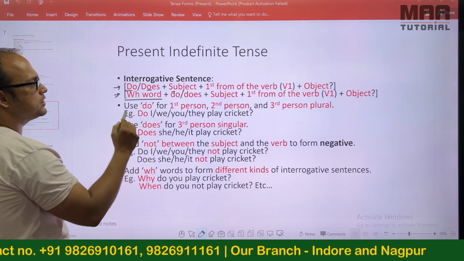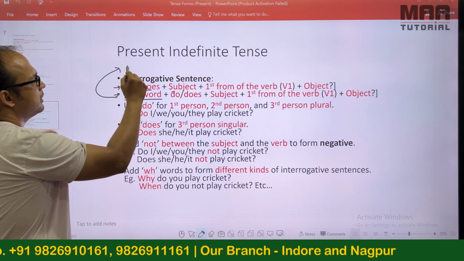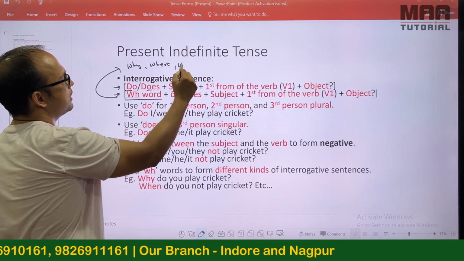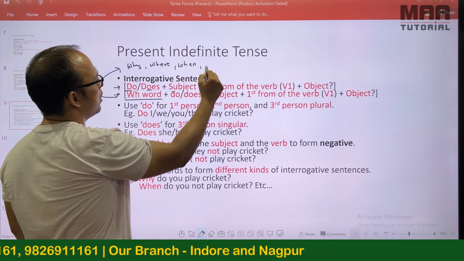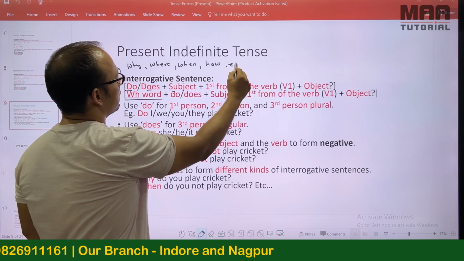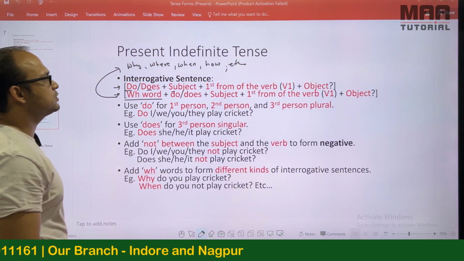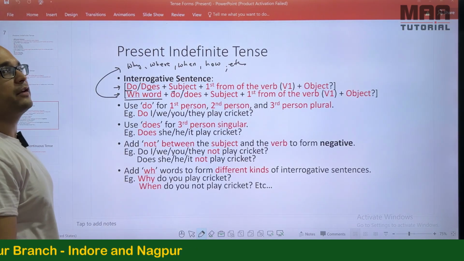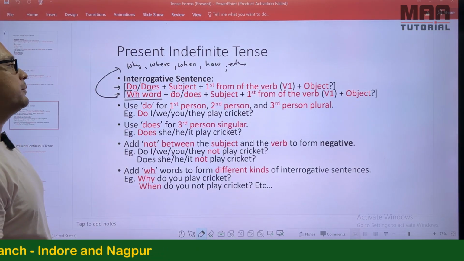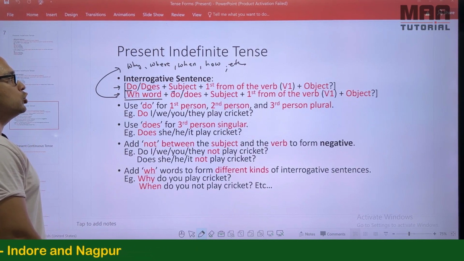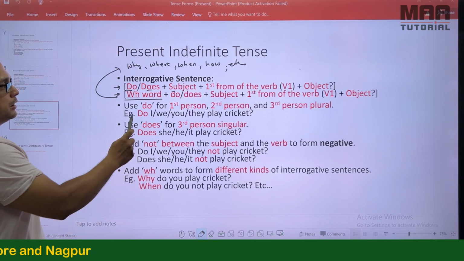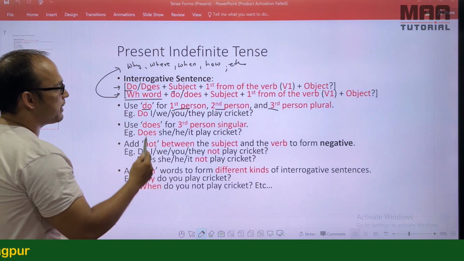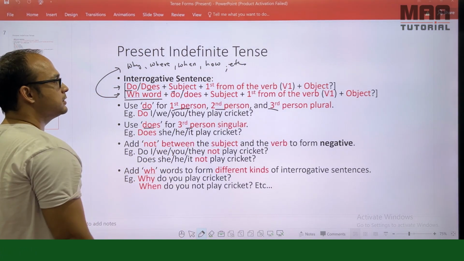We can also add a WH word to it. WH words mean like why, where, when, how, etc. These are WH words, the interrogative words, interrogative adverbs or interrogative adjectives or interrogative pronouns like that. So the WH word will come before do and the subject. For example, again we will use do for first person, second person and third person plural, and we will use does for third person singular.